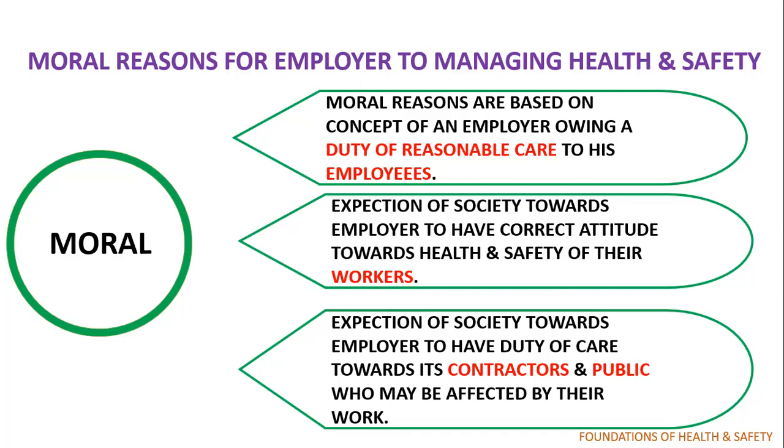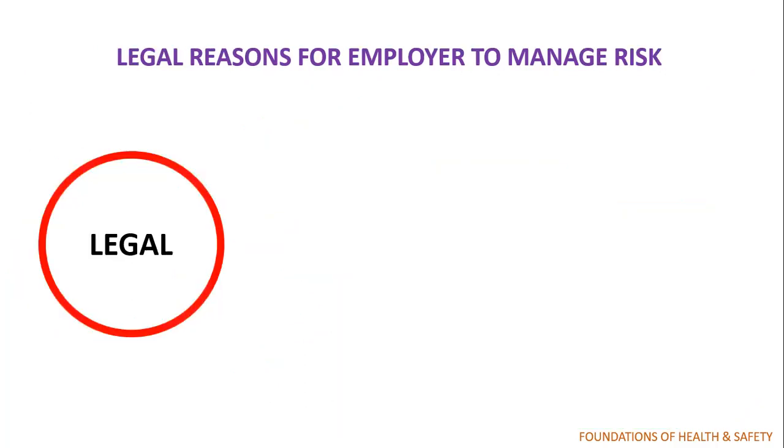So the three moral reasons for the employer to manage health and safety are: the first is the duty of reasonable care to his employees. Then the society's expectation for the employer to have a correct attitude towards their workers for health and safety, and the expectation of the society towards the employer to have a duty of care to the contractor as well as public who may be affected by the work of the employer. So the next is the legal reason.